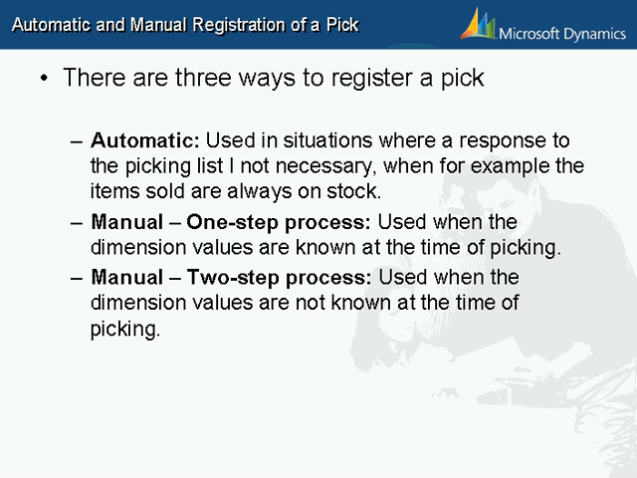A picking process can be set up in 3 different ways: automatic, manual 1-step process, and manual 2-step process. Automatic is used in situations where a response to the picking list is not necessary, when, for example, the items sold are always in stock. Manual 1-step process is used when the dimension values are known at the time of picking. And manual 2-step process is used when the dimension values are not known at the time of picking.